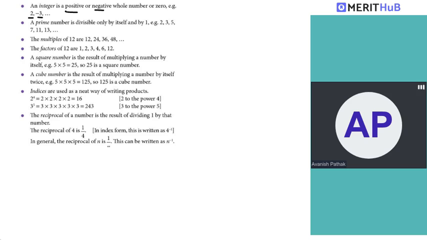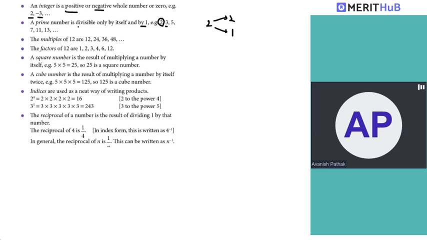Now, what is a prime number? A prime number is divisible only by itself and by 1. So suppose 2 is a prime number because it has only two factors, which are 2 and 1. So it's divisible by itself and by 1. Similarly, 3, 5, 7, 11.